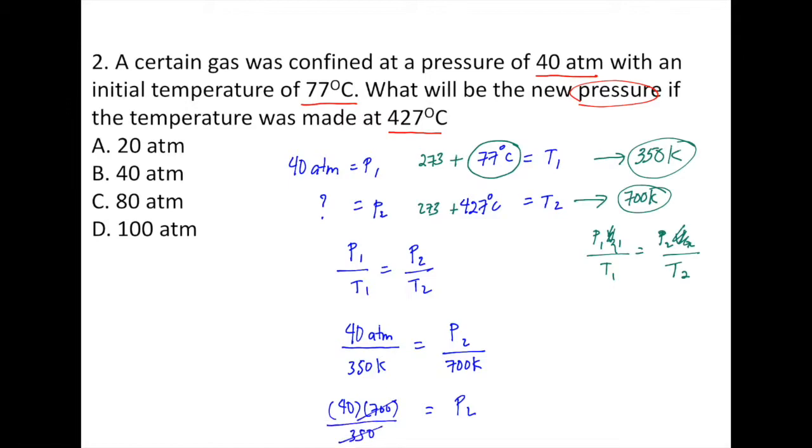This one will be cancelled. Therefore, this is 2, and 2 times 40 is 80. And then we have the unit, which is 80 atm. Therefore, the answer here is letter C.